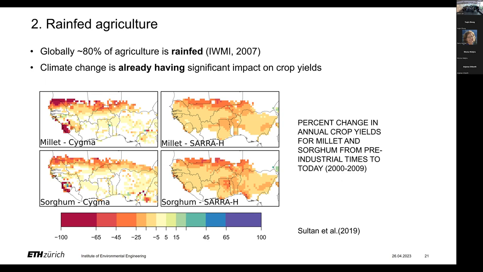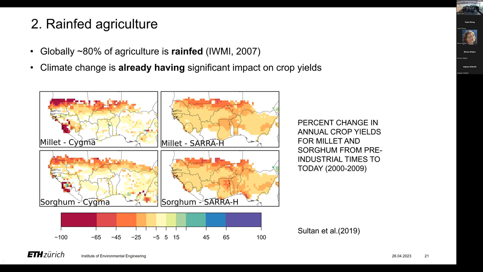Rainfed agriculture was the second kind of application of a global data set. Here I would like to stress that 80% of agriculture globally is rainfed. We have to be aware of that. Not irrigated. Climate change is already having significant impacts on that. You have losses, you see in the red colors of the crop yields between industrial times to today.